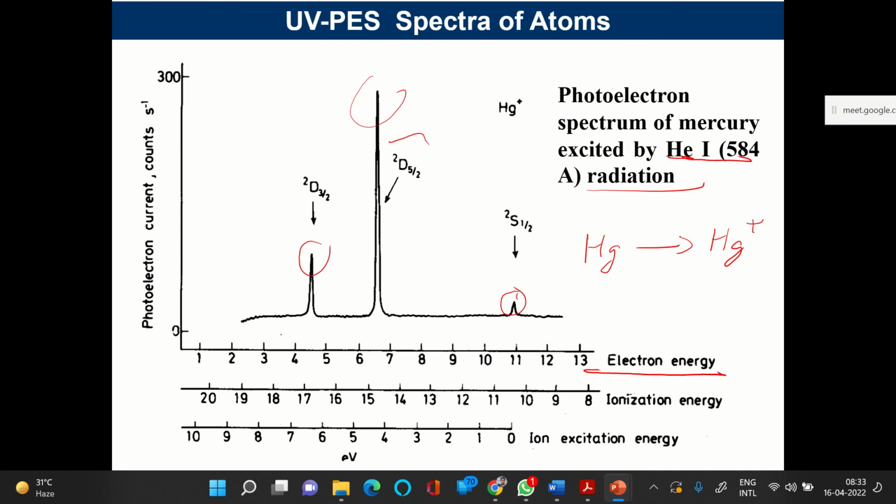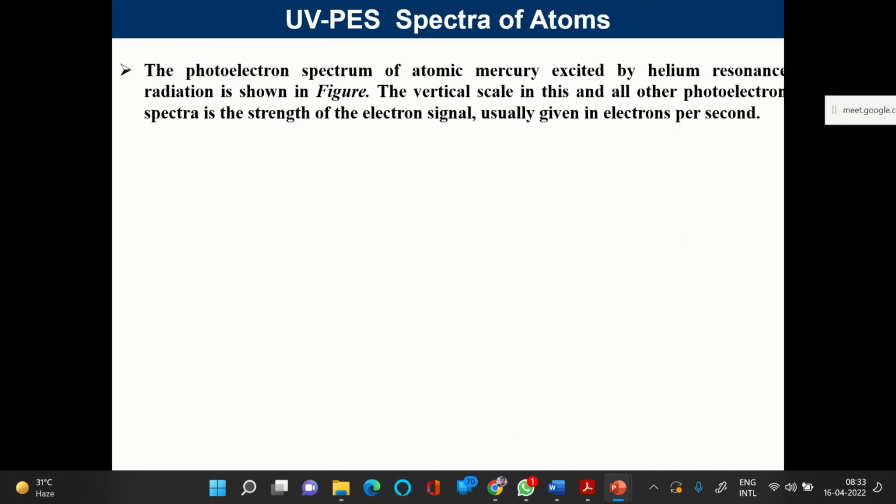So when you analyze this, you know the spin orbit coupling, you have understood that. So accordingly you can find out how you can assign the bands, assign the signals that you obtain. So for example, in the previous slide you have just seen that the mercury atom was excited by UV light of 58 angstrom.